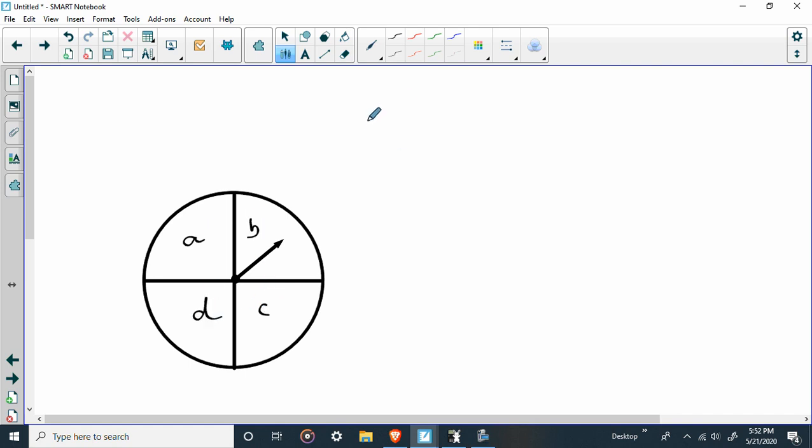If I said, hey, what's your probability of getting section A when you spun your spinner around? Well, again, it would be your desired outcomes. How many A's are there? 1. Over how many spots there are? 4. So 1 over 4, which is 0.25, which is 25%.